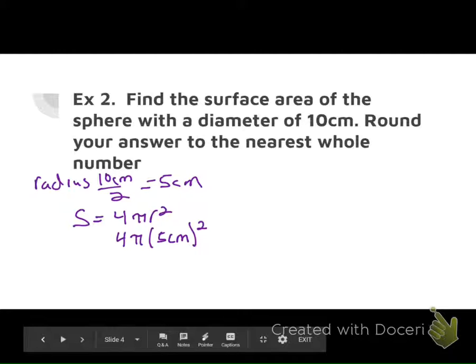What is 5 squared? So now you have 4 times 25 times pi centimeters. You guys up front. What is 4 times 25? 100 pi centimeters squared. 100 times pi. 314 centimeters squared.